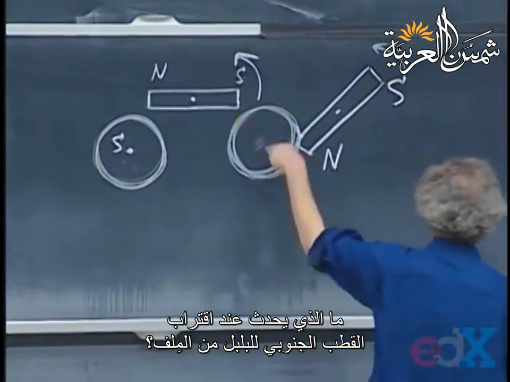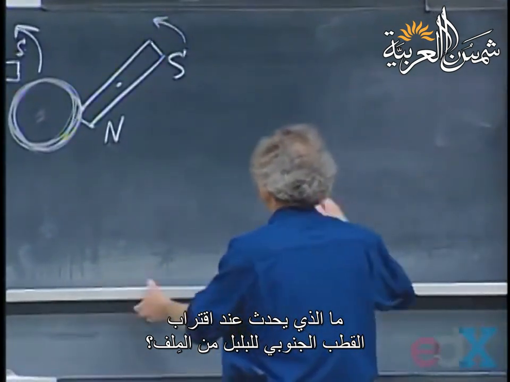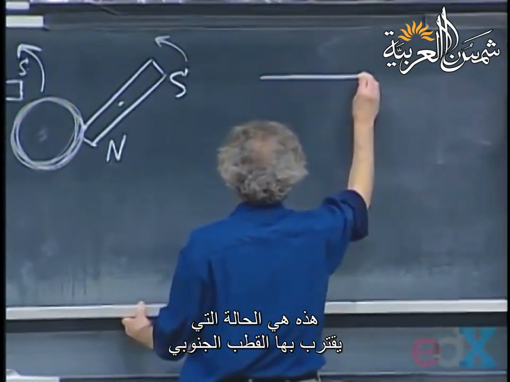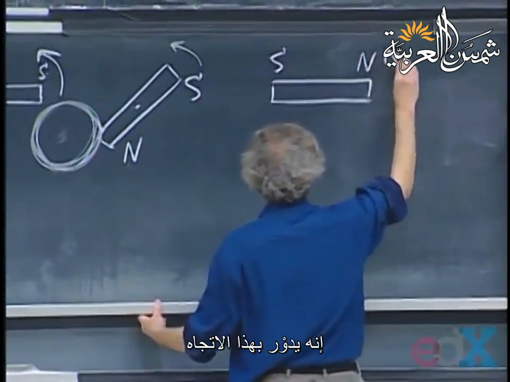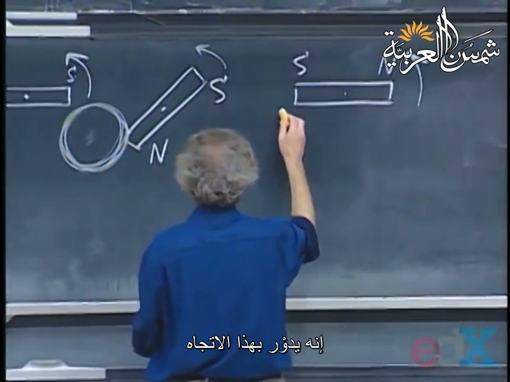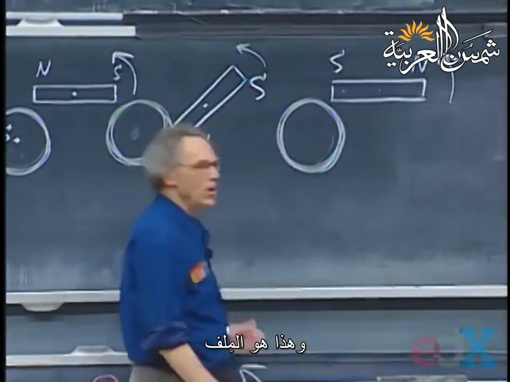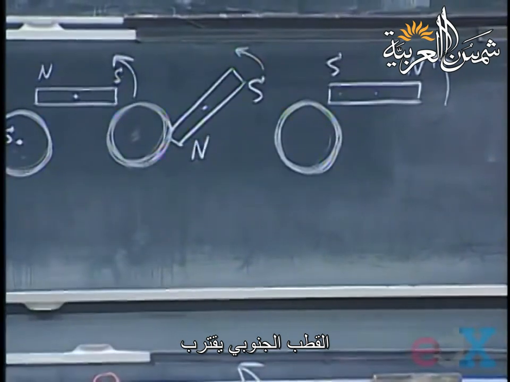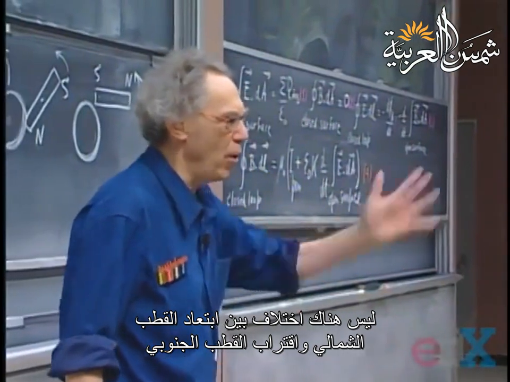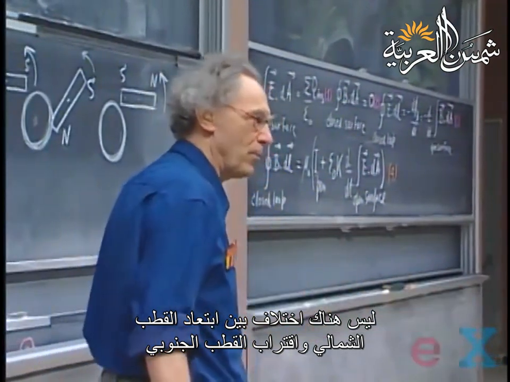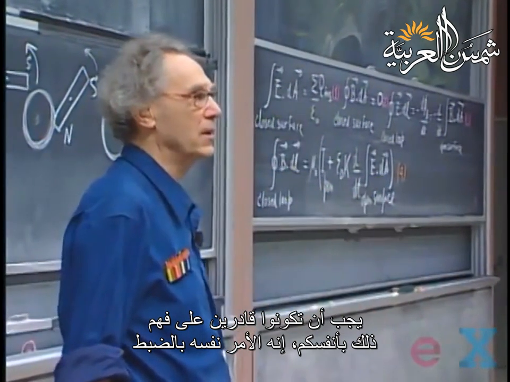What happens now when the south pole approaches that solenoid? Okay, here is the situation that the south pole is now approaching. It's rotating in this direction. And here is the coil. South pole is coming in. From Faraday's point of view, there is no difference between the north pole receding or the south pole approaching. You should be able to reason that for yourself. That's exactly the same thing.